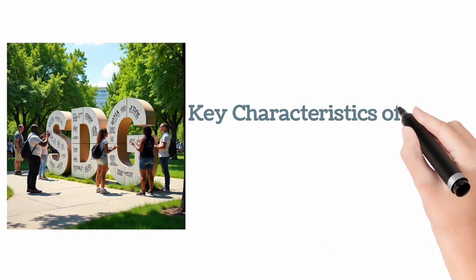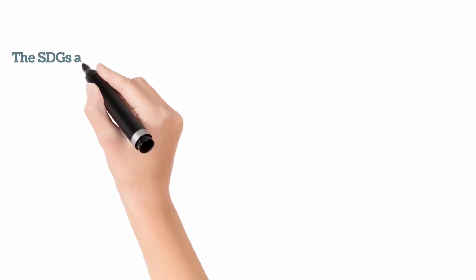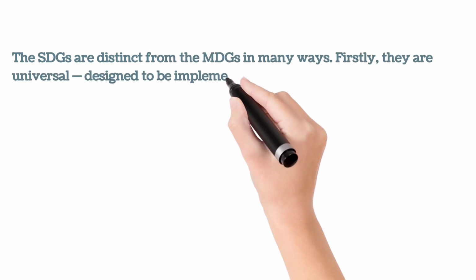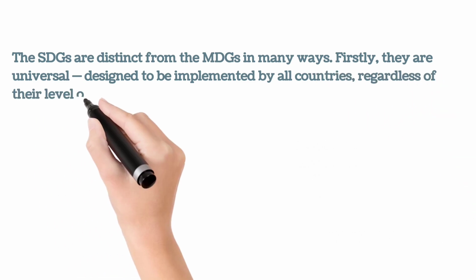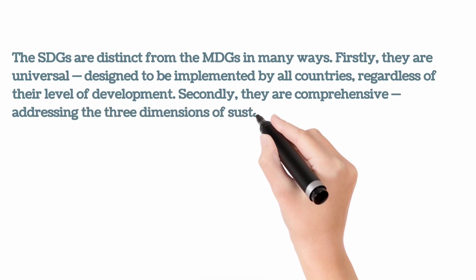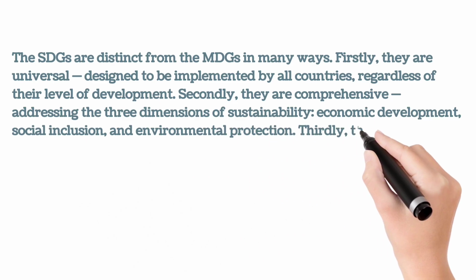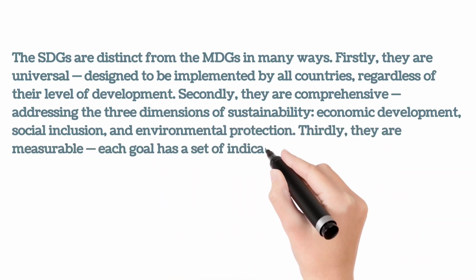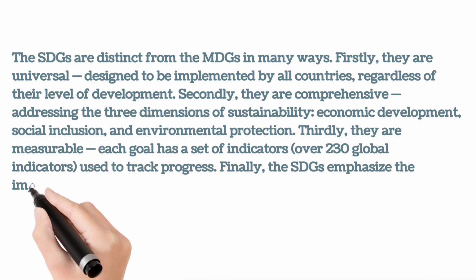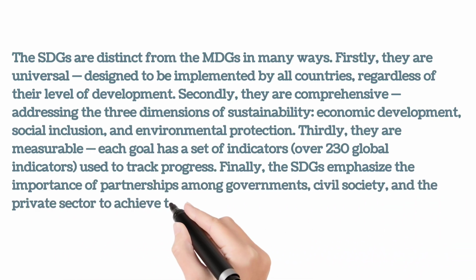Key characteristics of the SDGs. The SDGs are distinct from the MDGs in many ways. Firstly, they are universal, designed to be implemented by all countries, regardless of their level of development. Secondly, they are comprehensive, addressing the three dimensions of sustainability: economic development, social inclusion, and environmental protection. Thirdly, they are measurable. Each goal has a set of indicators, over 230 global indicators, used to track progress. Finally, the SDGs emphasize the importance of partnerships among governments, civil society, and the private sector to achieve these goals collaboratively.